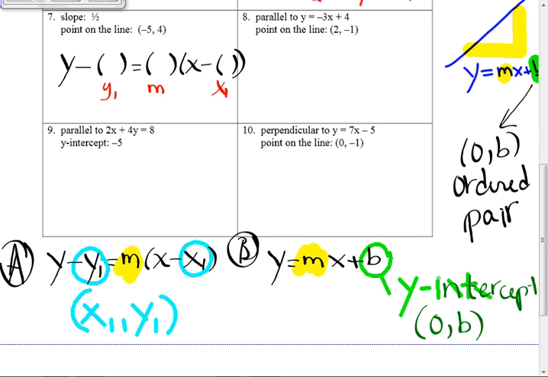What's the y coordinate here? 4. That's it? Look at that. It's 4. It's easy. What's the x coordinate, Cole? The x coordinate? Yeah. 5. Negative 5. And what's the slope? Slope is 1/2. Yeah. That's it.